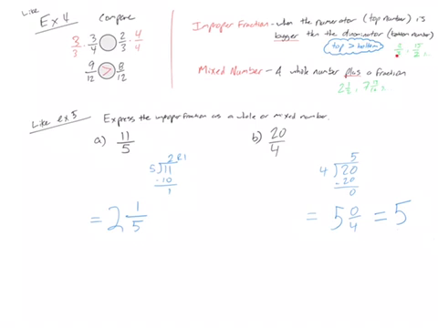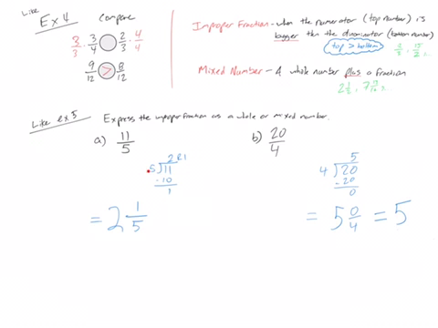So improper fractions: 12 over 3, 15 over 2. A mixed number would be 2 and 1/2, 7, 13, 16, etc. Okay, so that brings us to example 5. Example 5 says, express the improper fraction as a whole number or a mixed number. So I've gone through a lot of the work, so you already know how to do this, because we're just doing division.